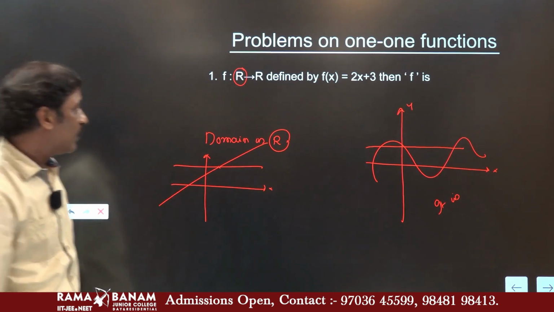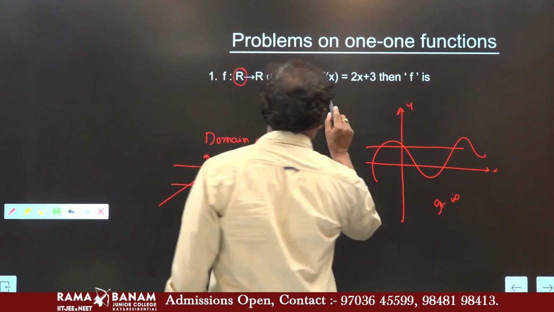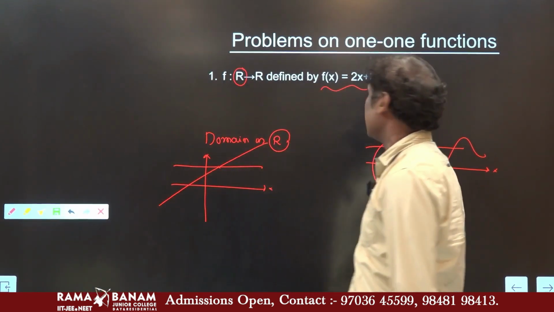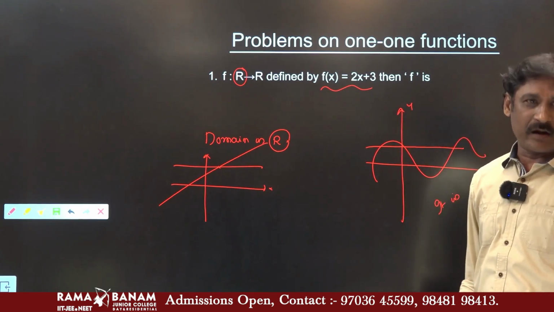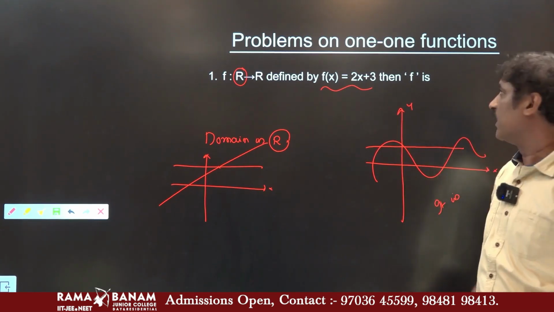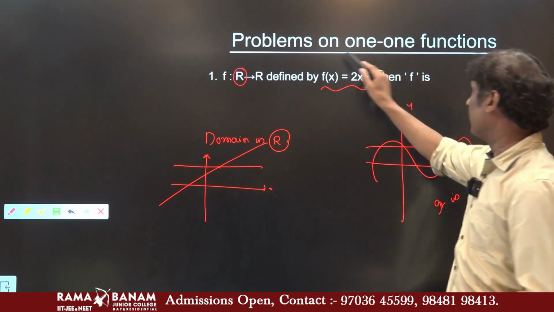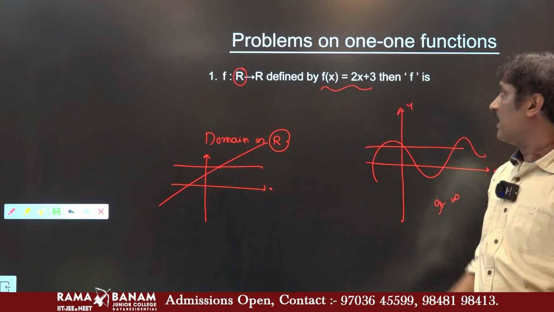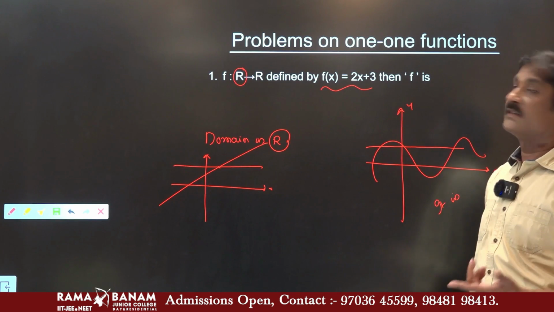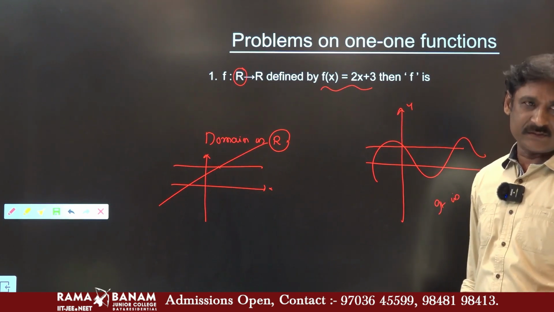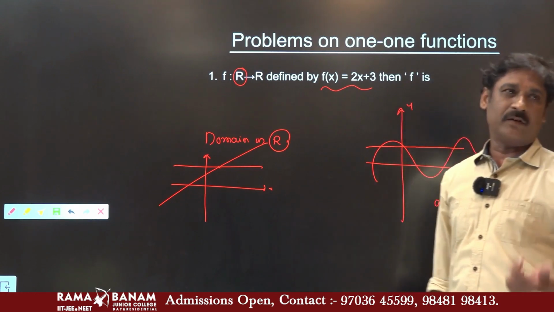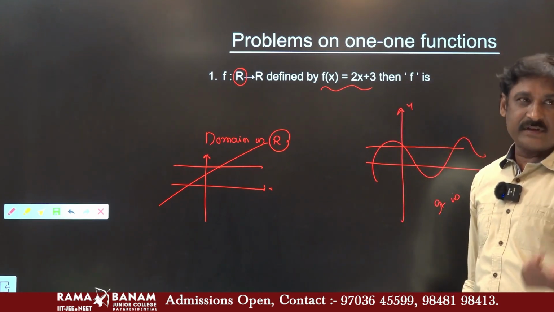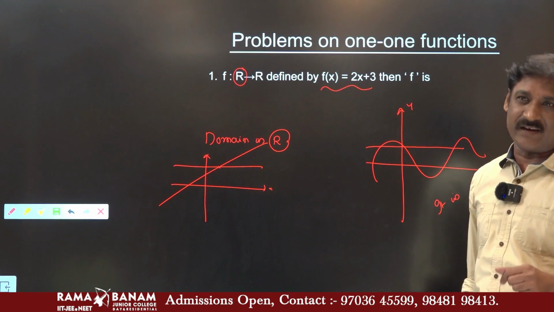Am I right? Now you see this here, the given function is f of x is equal to 2x plus 3. Then whether f is one-one or not, we have to check it now. In this class we have discussed only problems on one-one functions, whether a function is one-one or not. When you are going to find out whether it is one-one or not, you need to check the domain only. That's a very important point.